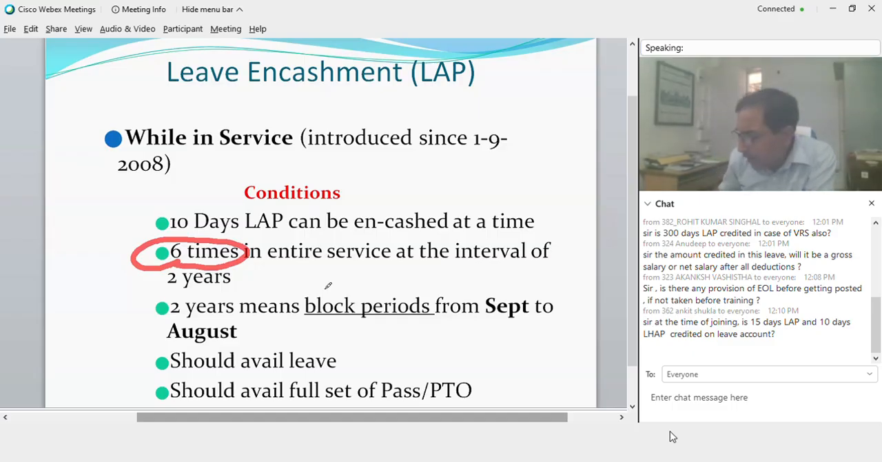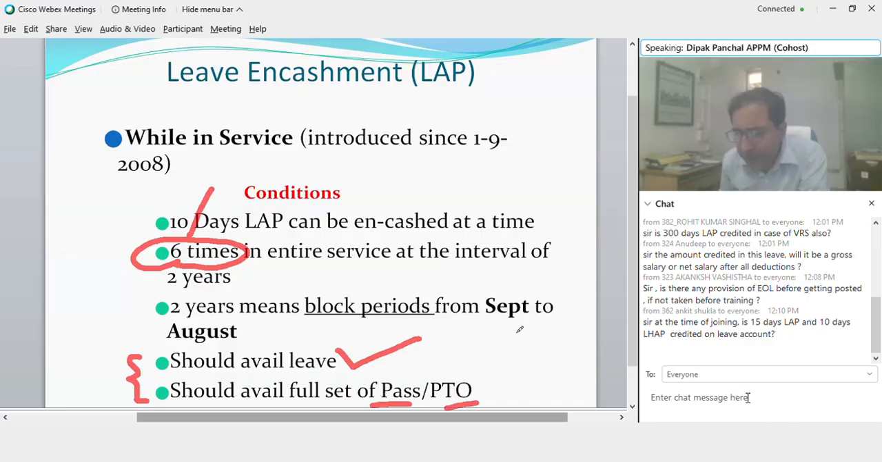There are 2 conditions associated with this encashment. One is employee must avail leave along with his 10 days of LAP encashment, as well as employee should avail pass or PTO. These are 2 compulsory, mandatory conditions to be fulfilled.